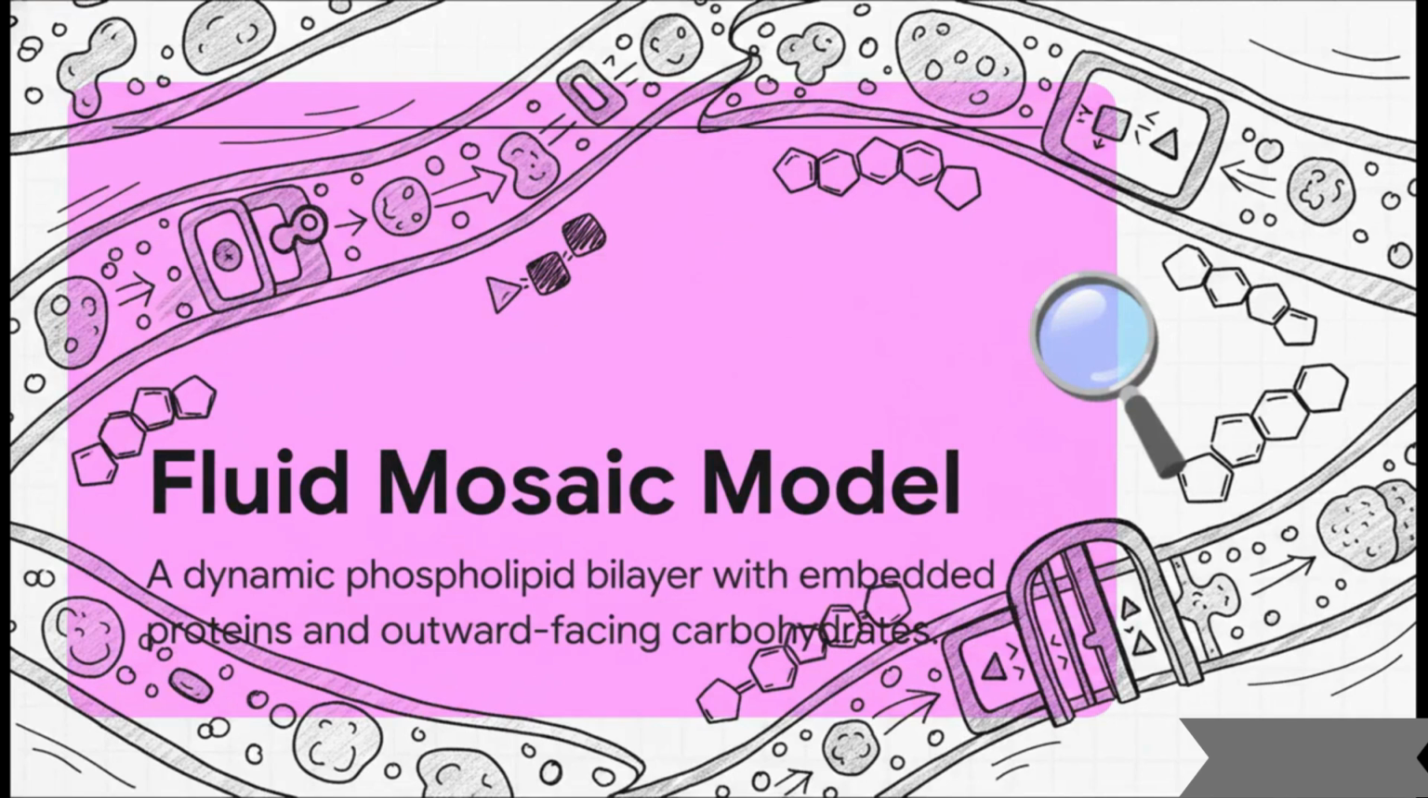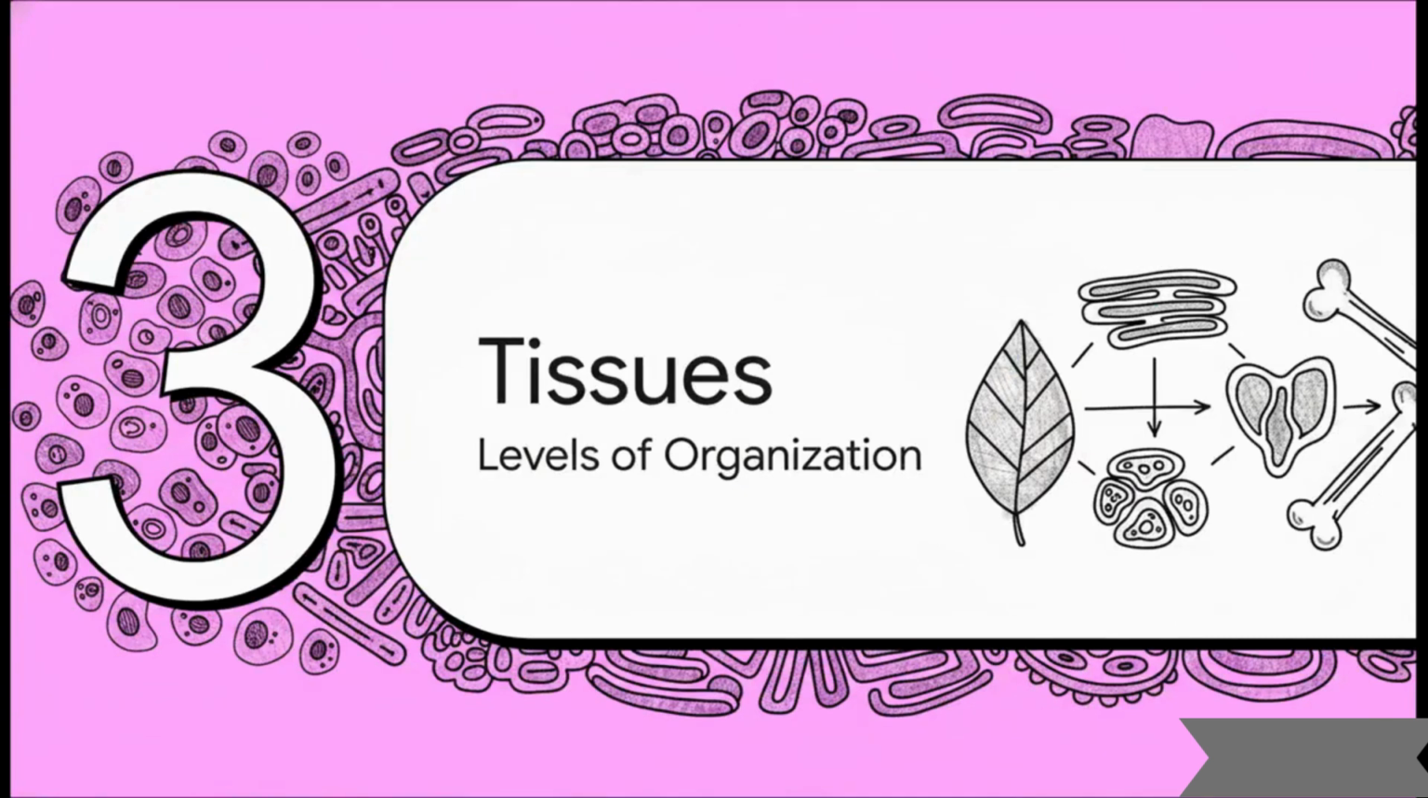Zooming in on the boundary of these cells, we find the fluid mosaic model. Think of this as the highly intelligent security gate of our factory. It describes the plasma membrane as a dynamic phospholipid bilayer with embedded proteins and carbohydrates. Let's break that down. It's fluid because the phospholipid molecules are constantly moving laterally, sliding past each other like a sea of oil. And it's a mosaic because of the diverse, scattered proteins floating within that moving sea. So it's not a rigid solid brick wall. It's a breathable, moving boundary that selectively lets vital raw materials in and waste products out, using passive and active transport.